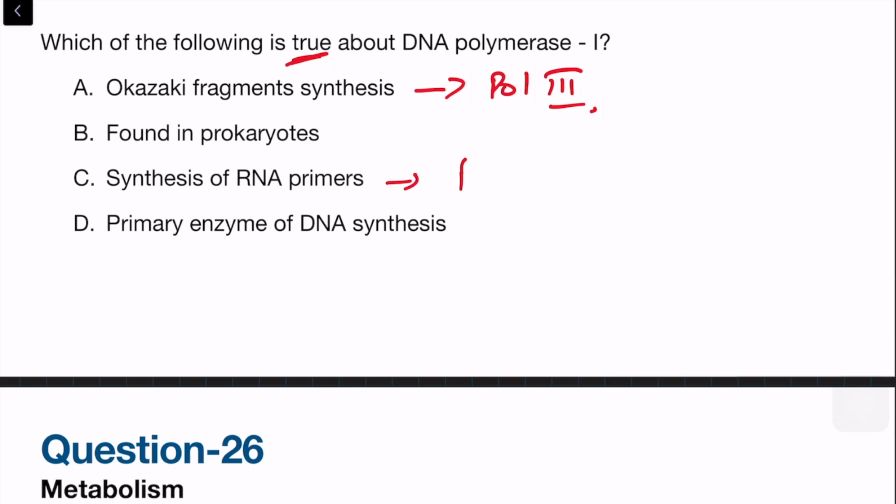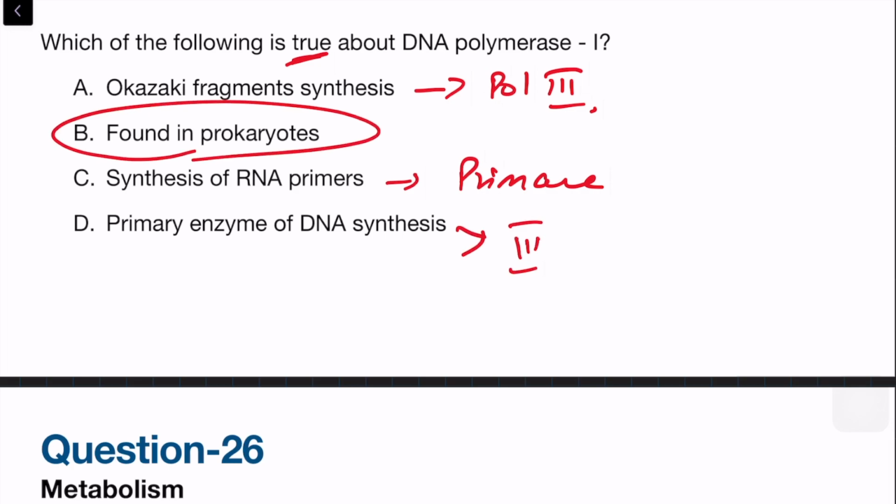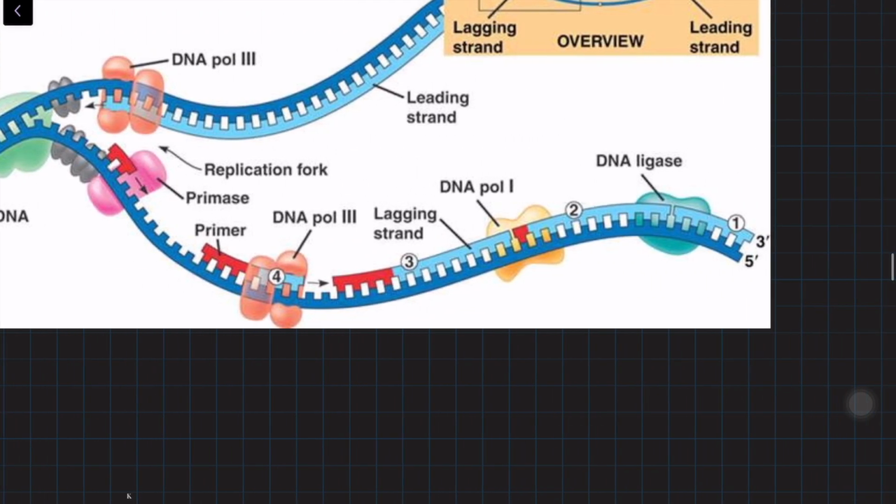Synthesis of RNA primer is done by primase, or maybe guidase, okay. The primary enzyme of DNA synthesis is polymerase 3, obviously. The one found in prokaryotes is DNA polymerase 1, that is the correct answer. So, see, this is what happens.